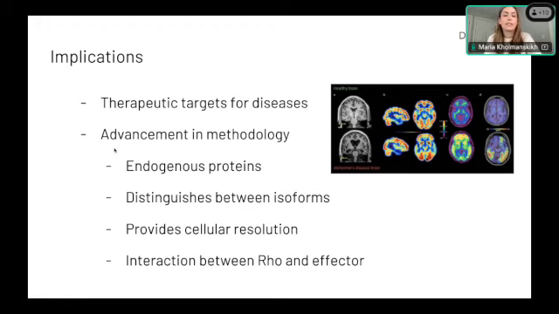It is also a major advancement in the methodology of measuring activity of Rho proteins. Now, we can combine the advantages of a pull-down assay, which looks at endogenous proteins and can distinguish between isoforms, with the advantages of biosensor assays, which provide cellular resolution. And it also brings in a whole new dimension that wasn't there before, which is to look at the interaction of a Rho protein and a specific effector molecule.